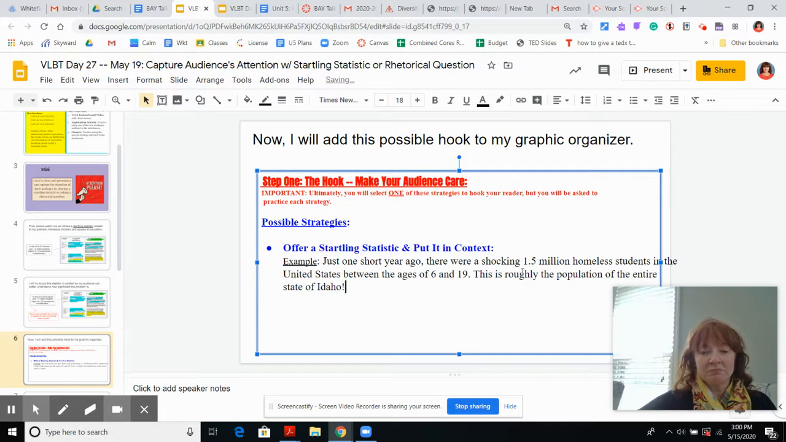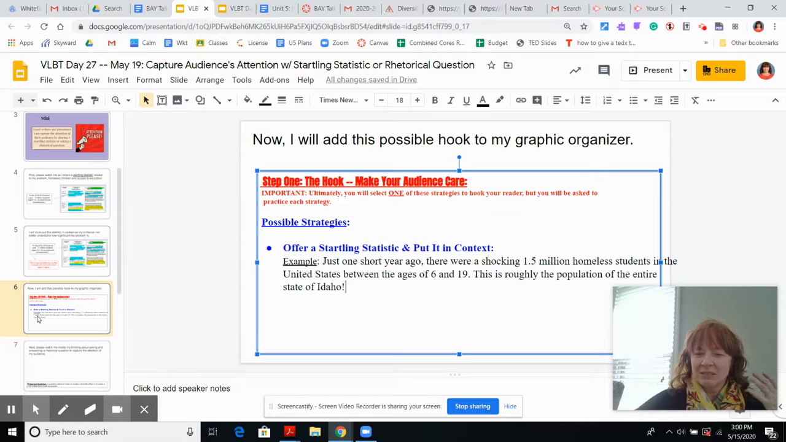Notice that my hook is short. I just want to capture my audience's attention, reel them in, so that then I can explain my problem and solution in more detail. So that's one way you can hook your audience: by offering this startling statistic and putting it into some sort of context your audience can understand.